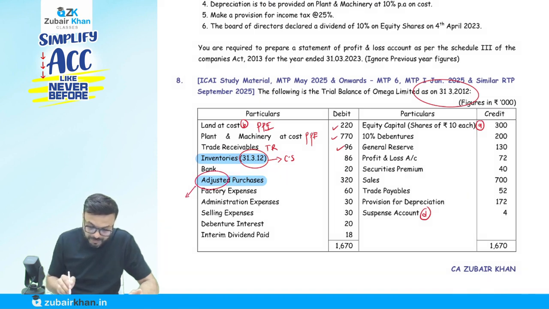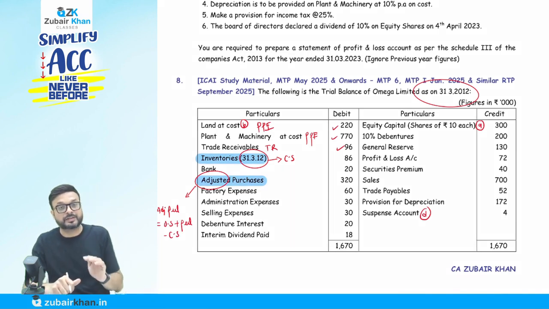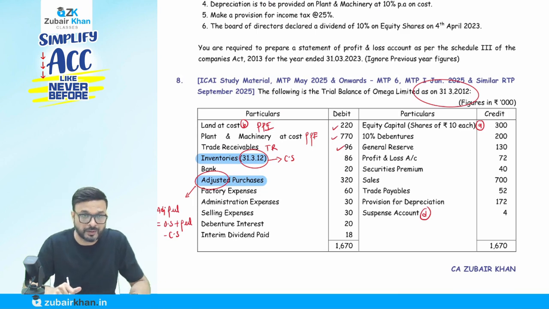What do you mean by adjusted purchase? Basically, adjusted purchase is equal to opening stock plus purchase minus closing stock. So adjusted purchase basically means opening stock plus purchase minus what? Closing stock. Okay, now understand this one. This is the formula for the adjusted purchase.